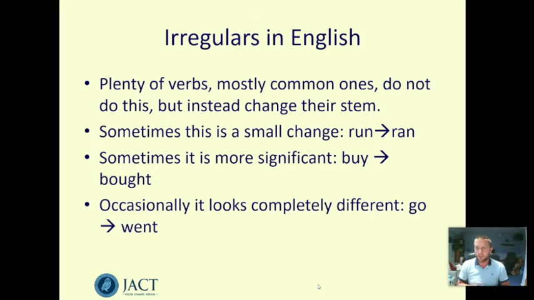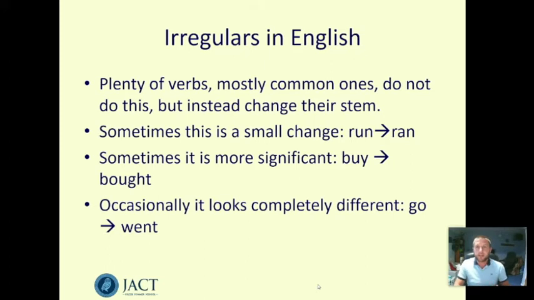Sometimes that's a pretty small change. So we've got run turning into ran. We just changed one letter in the stem. Sometimes that change is a bit more significant. So buy turns into bought. You can see a couple of letters, the B and the U are still there, but it's a pretty different stem. And occasionally there are a few verbs where the stems for the present and the past look nothing like each other. So go and went is probably the most obvious example of that in English.